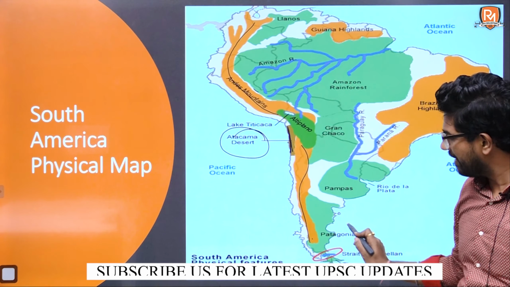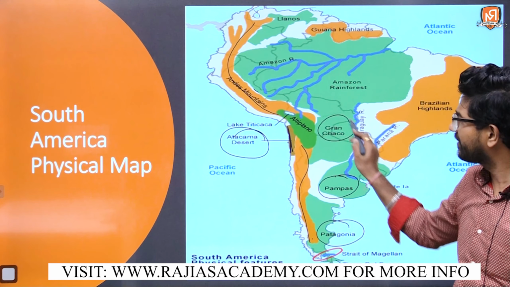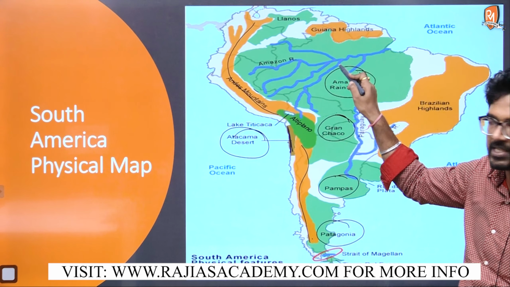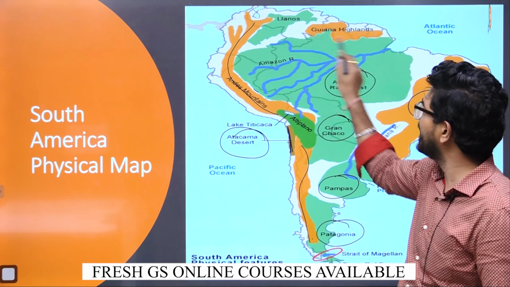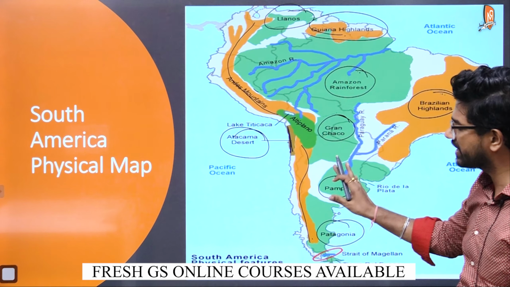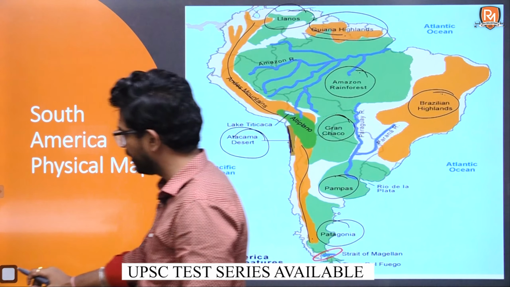Then here we have Patagonia, here we have Pampas, here we have Gran Chaco. This is Amazon rainforest, or we can also call it Amazon basin. This is Brazilian highlands. Then this is your Guiana highlands. This is your Llanos. So these are the important physical features of this area. Let's see something in more detail.